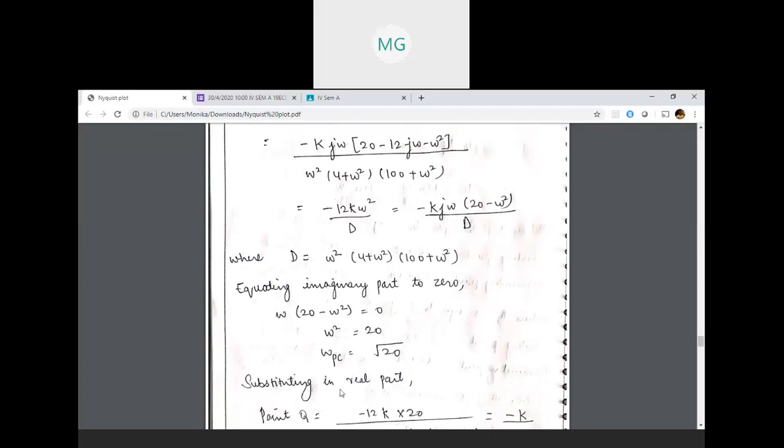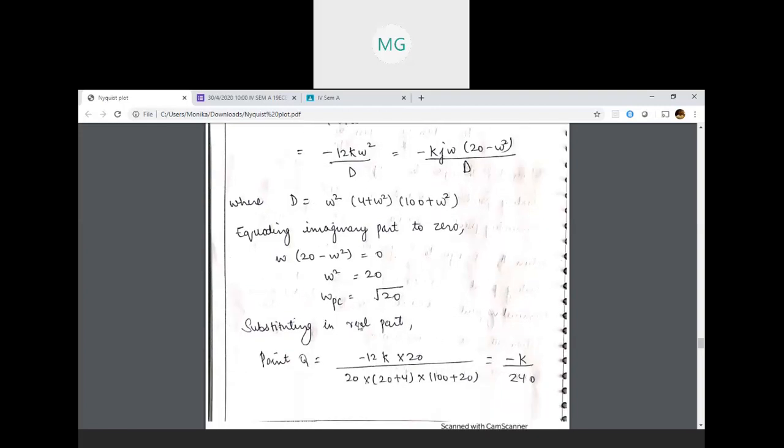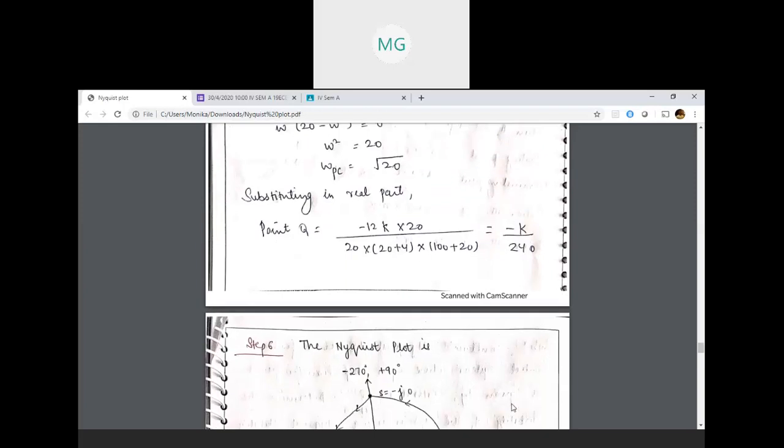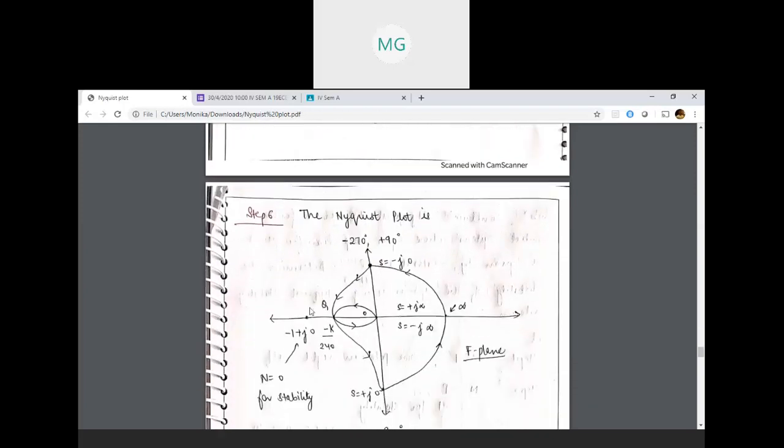Substitute this value of omega in the real part, which is minus 12k omega square by D, where D is omega square into 4 plus omega square into 100 plus omega square. Substituting the value of omega found by equating the imaginary part to 0 into the real part, we get the value of point Q, which is minus k by 240. This point Q is the point where your Nyquist plot intersects with your negative real axis. You can just write the value of point Q as minus k upon 240.